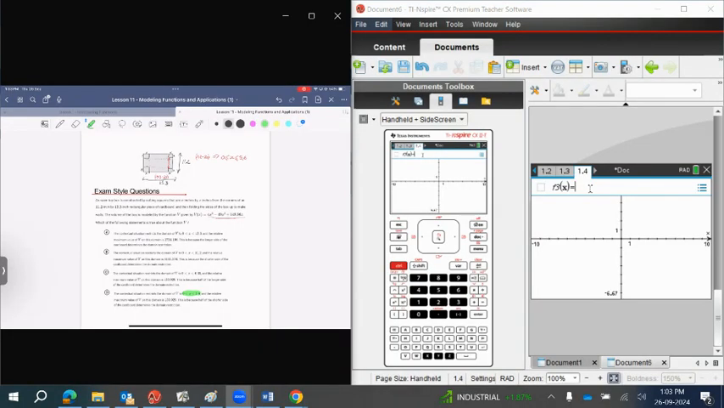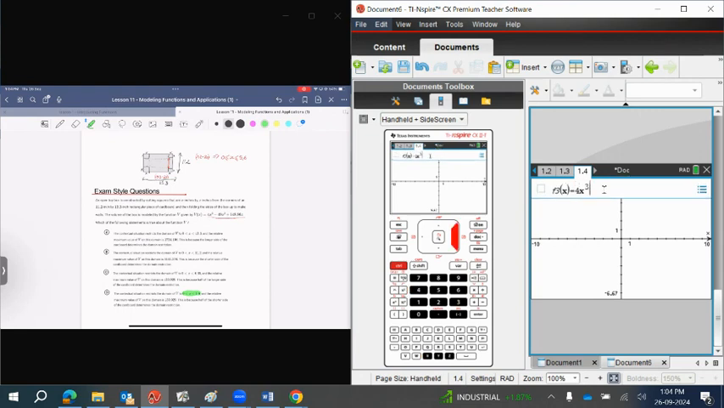Our function is 4x cubed. Sorry, it's not coming. 4x cubed. Type it into your calculator. Minus 4x squared plus 148.96x.